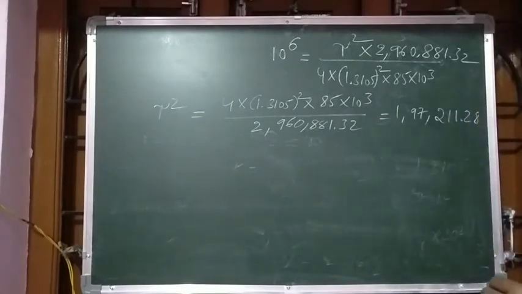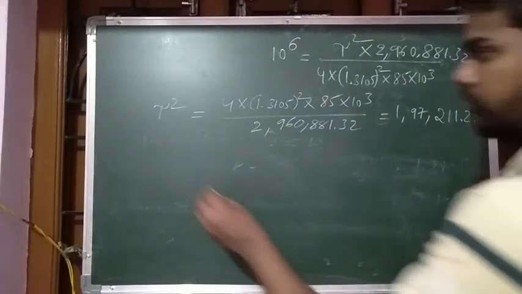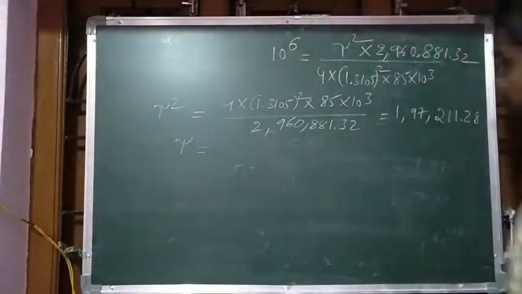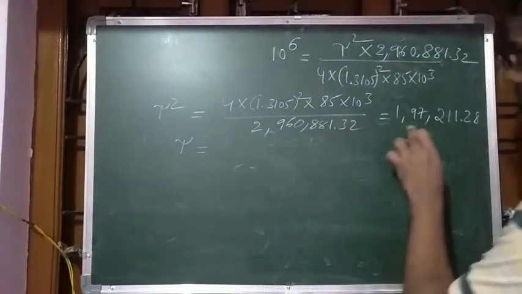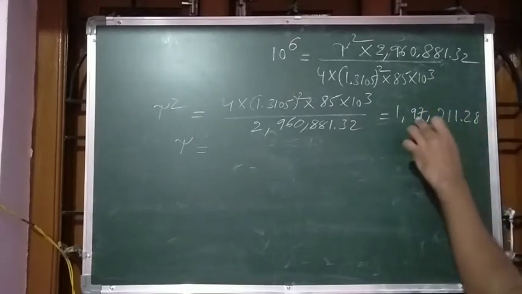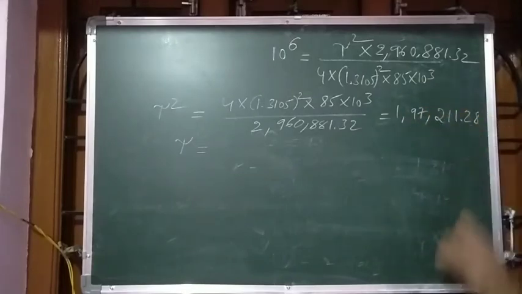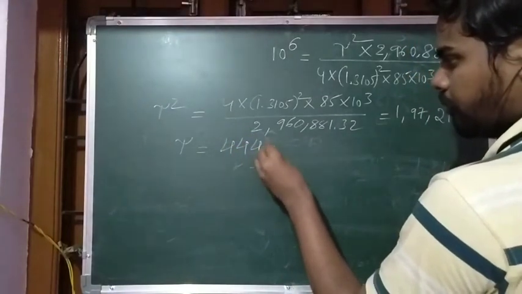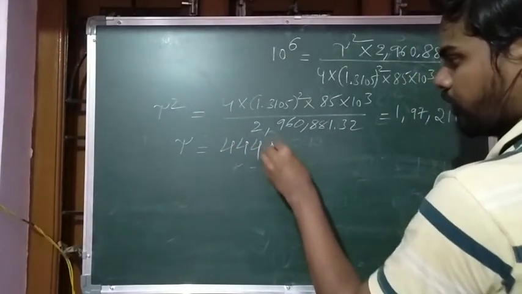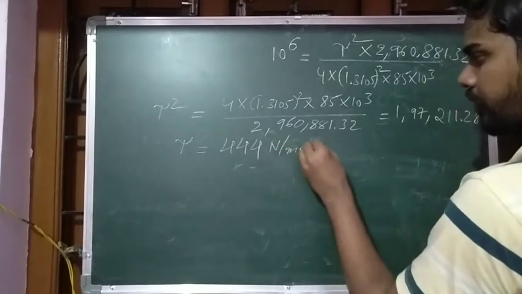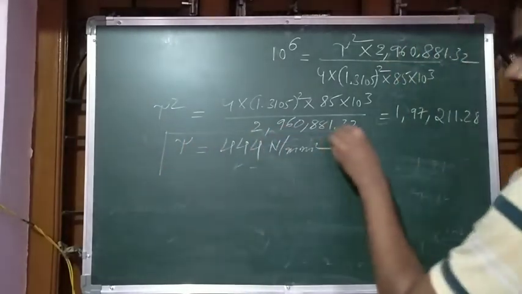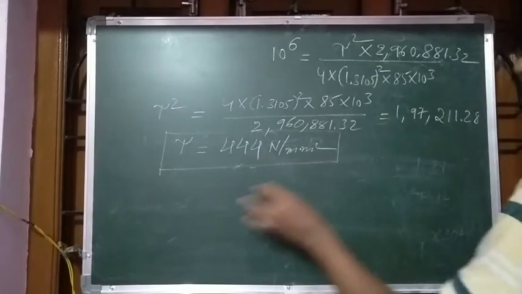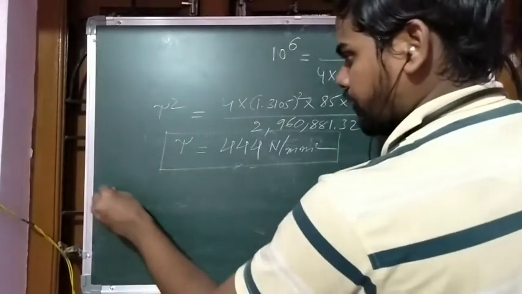Tau is equal to the root of this value. Just calculate the root of 197,211 and you will get around 444 Newton per mm square. This is the maximum shear stress. So the first part is completed.